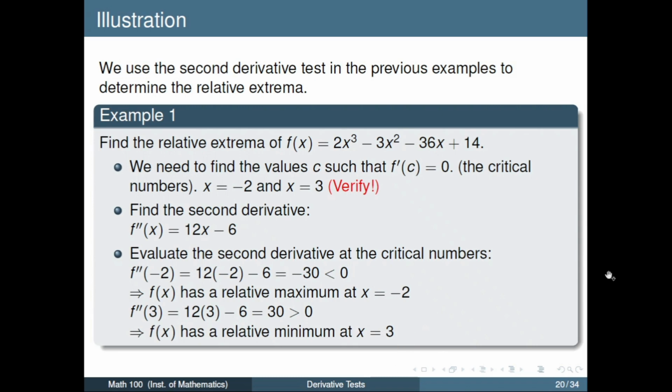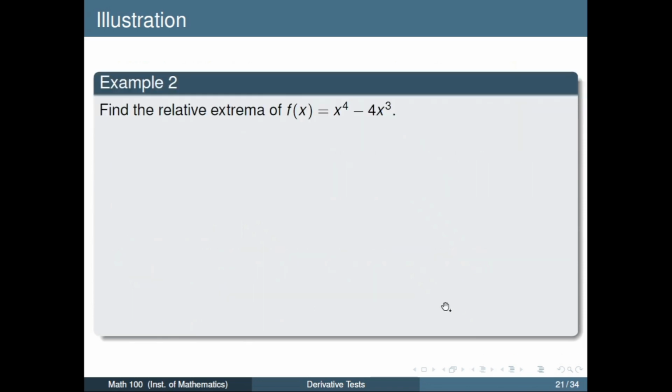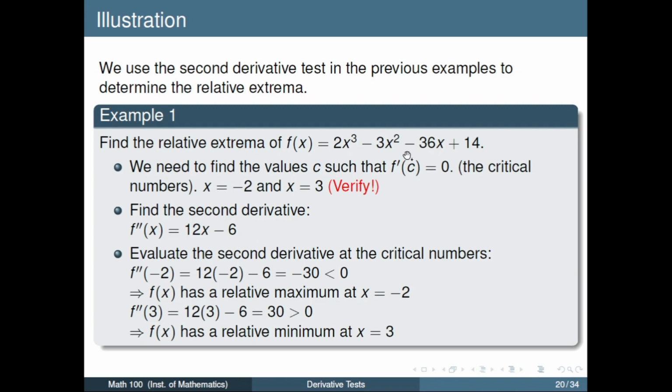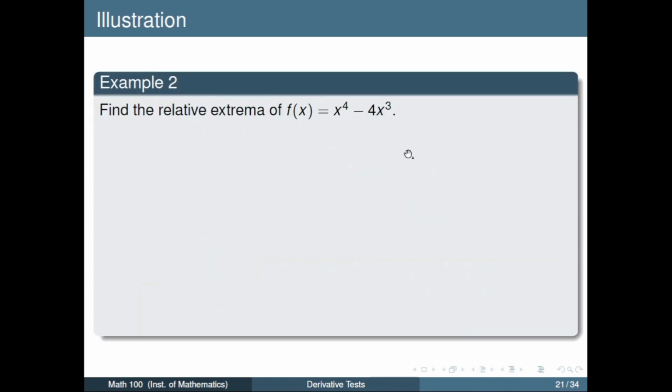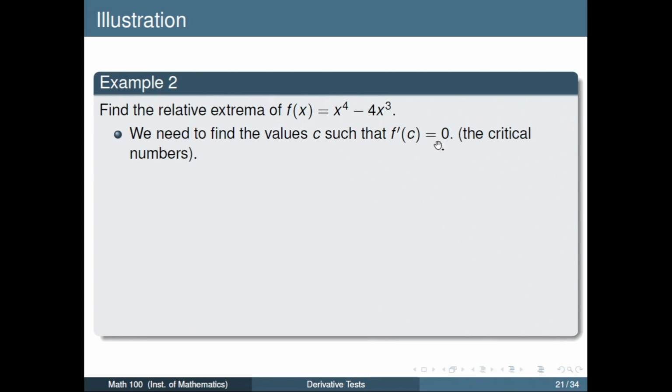Okay? So, again, pag nakuha nyo na yung critical numbers, i-substitute nyo sa second derivative. Pag negative, then relative maximum. Pag positive, then relative minimum. Okay? For example 2, we do the same process. We get the critical numbers. Okay? So, verify nyo na lang din. You verify that the zeros of your first derivative are 0 and 3.